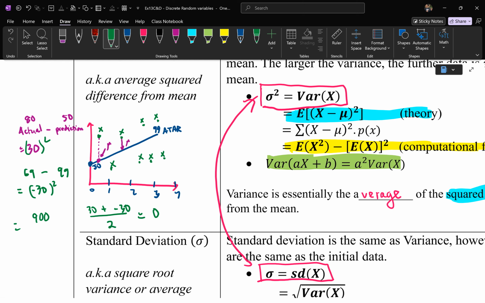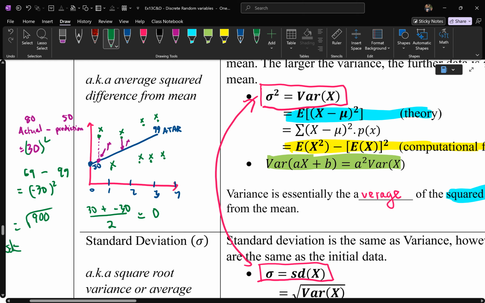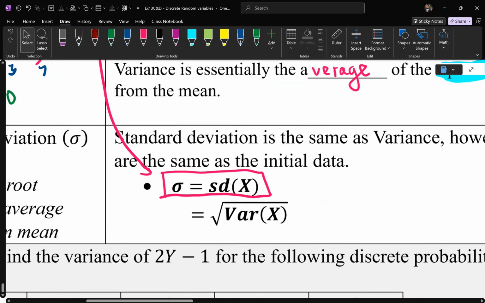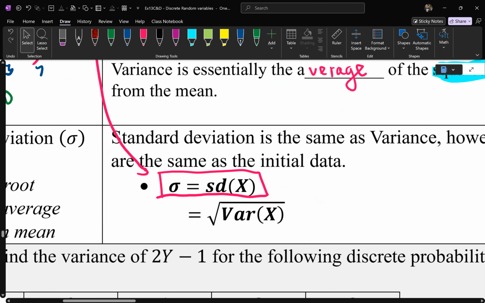It is equally wrong, that I am wrong by 900, but the 900 is an overinflated error. That's why we've got to root it. And that's why standard deviation is called the square root of variance, even though both of them mean the same thing. They find the spread of the data. And that gives me 30. So that's a more accurate measure. So if I find the average, the expected value, using standard deviation, it's much better.